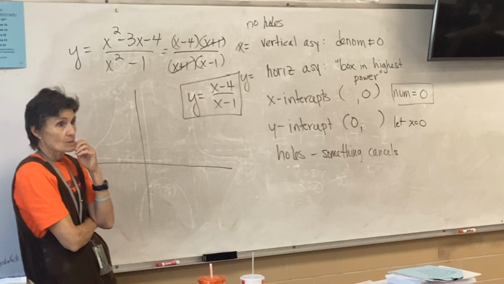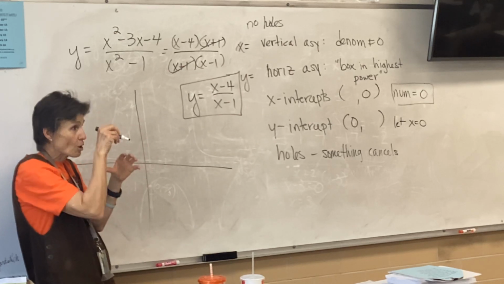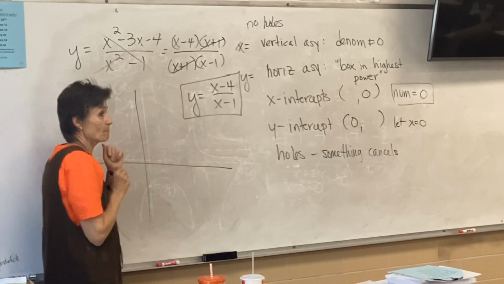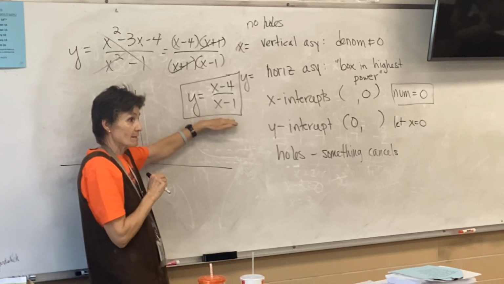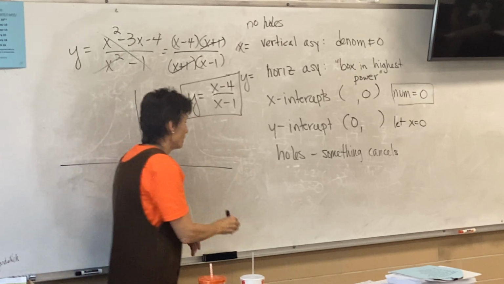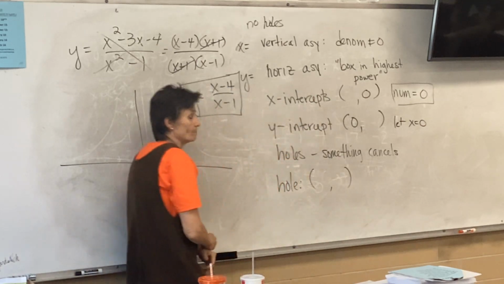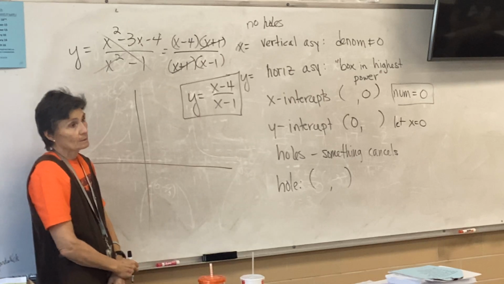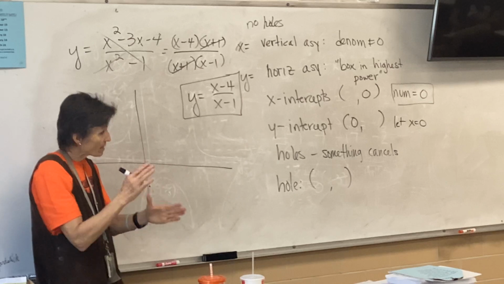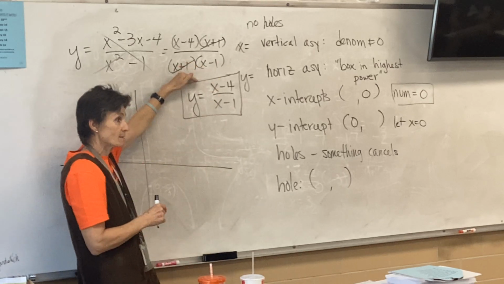So I'm going to put a box around that problem, or put a star next to it or something, because that's what I'm graphing now. I'm not graphing this anymore. Now I'm graphing this. However, because I cancel, I am going to have a hole. And the hole is a point, x comma y, and it comes from what you canceled out.